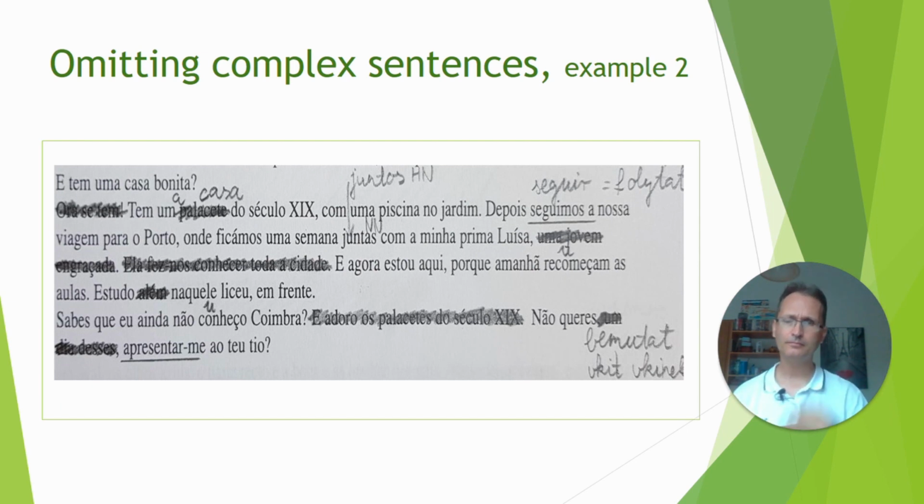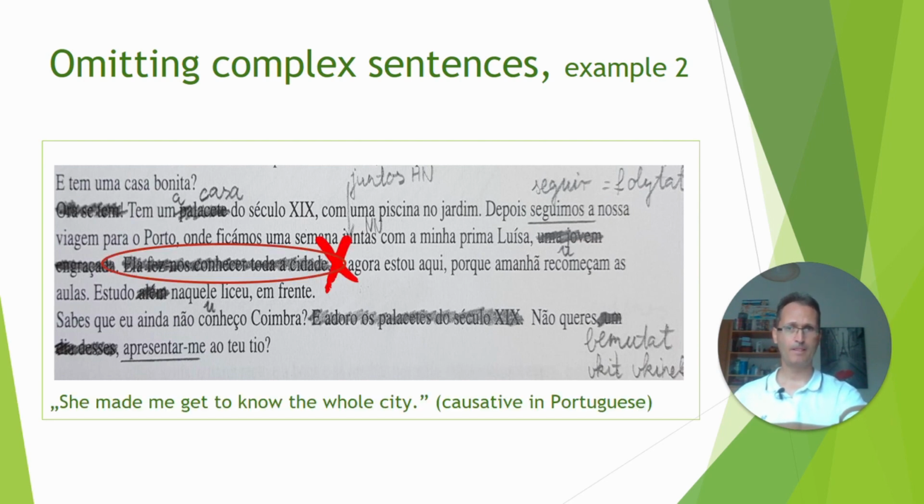Okay. The next example comes again from Portuguese, where I have some sentences I consider not so important. I take just one example here. This one, which in English translation is "she made me get to know the whole city." So as you can see, there's a quite complicated structure, which is causative. And I didn't keep the sentence, because I considered it is one of the first lessons. I just thought that it's not so important at this stage of the learning process.